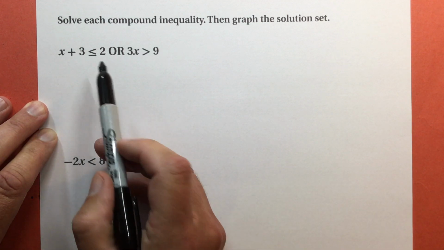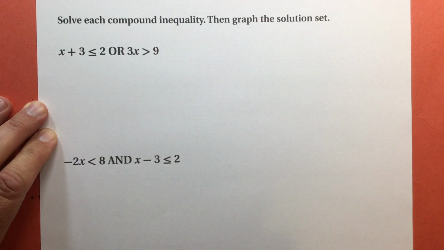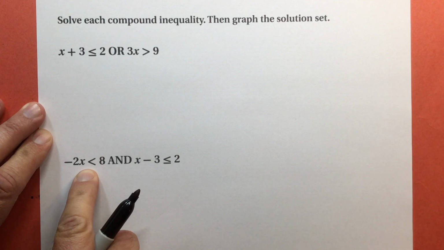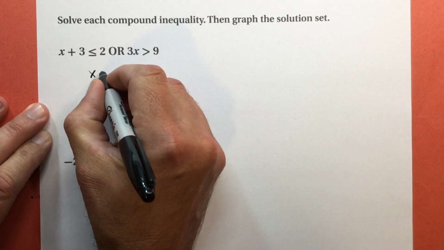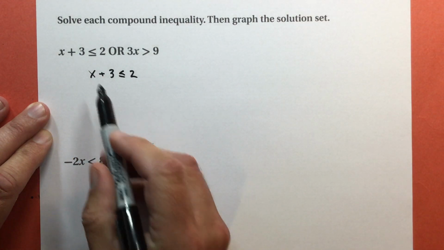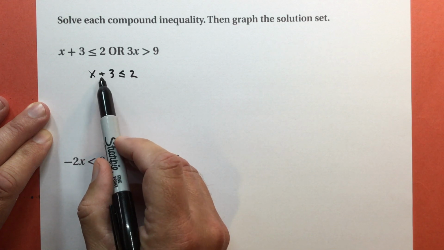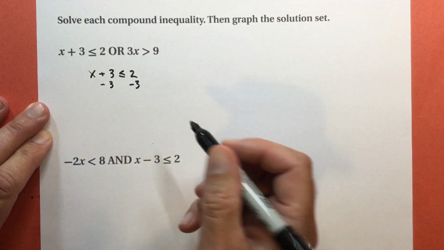So you treat the inequality just like an equal sign, except for one thing, and it's going to occur right here, and I'll mention it when we get right there. All right? So first we're going to do x plus 3 is less than or equal to 2. To solve for x, I'm going to do the opposite of what's happening to it. So I'm adding 3, so I'm going to subtract 3 or add negative 3 to both sides.